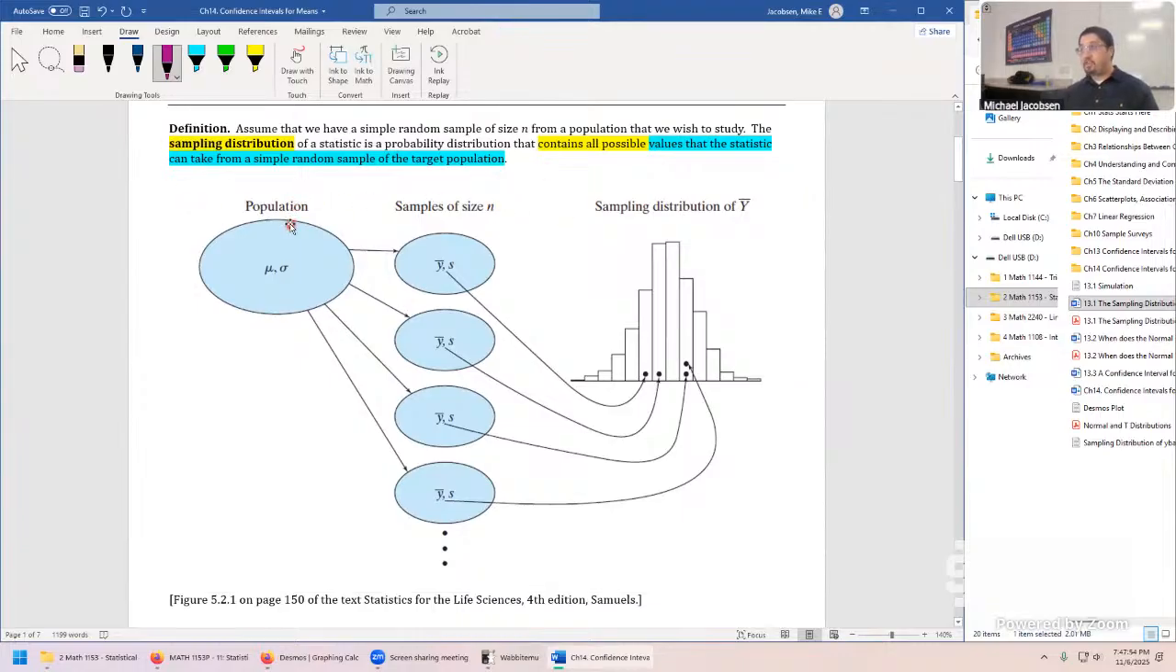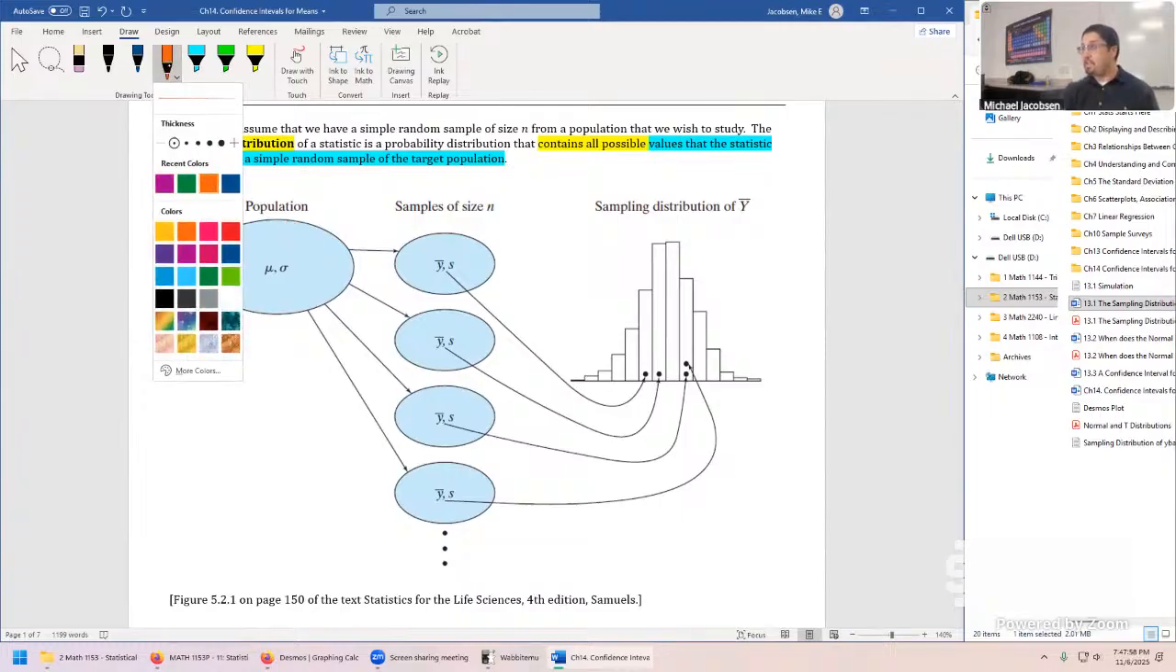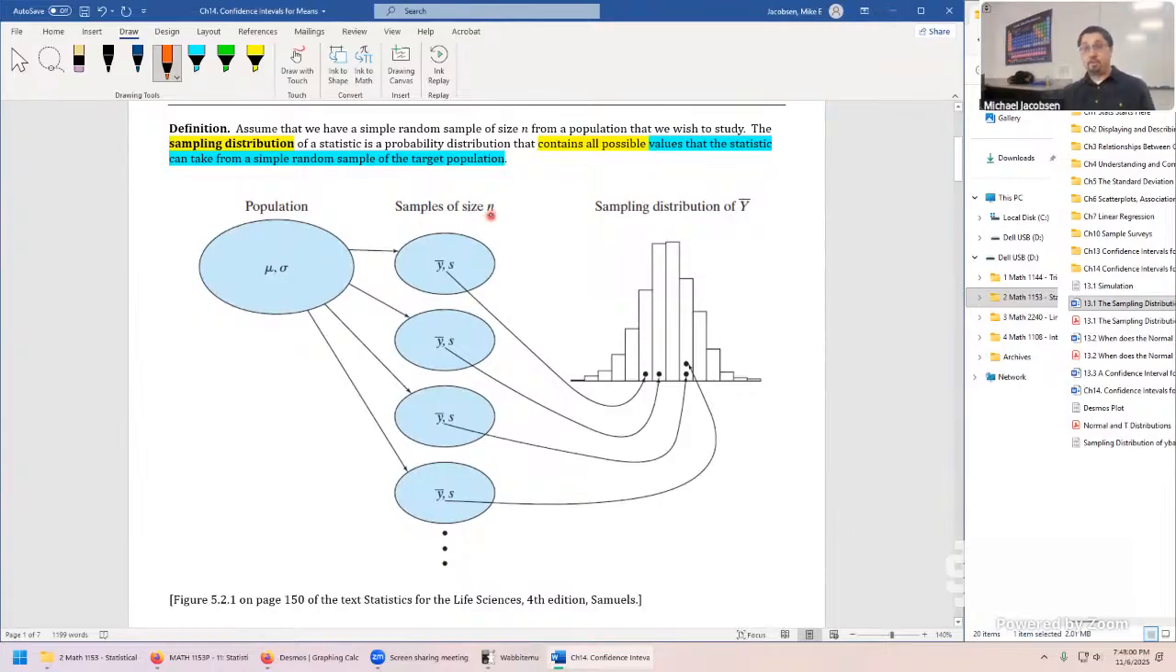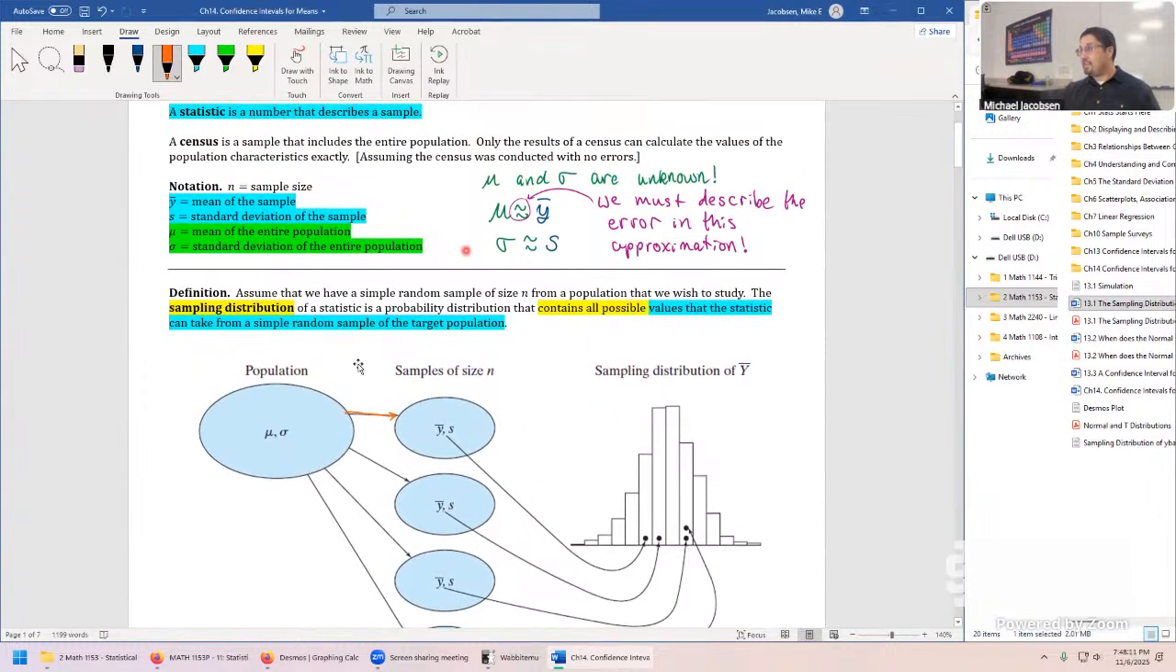So here's the population. The very next thing we do from that population is we take a sample of size n. Hopefully it's a random sample. A simple random sample is the gold standard here. And this arrow represents one study being conducted. Mu and sigma are the parameters describing the population. They're the unknowns.